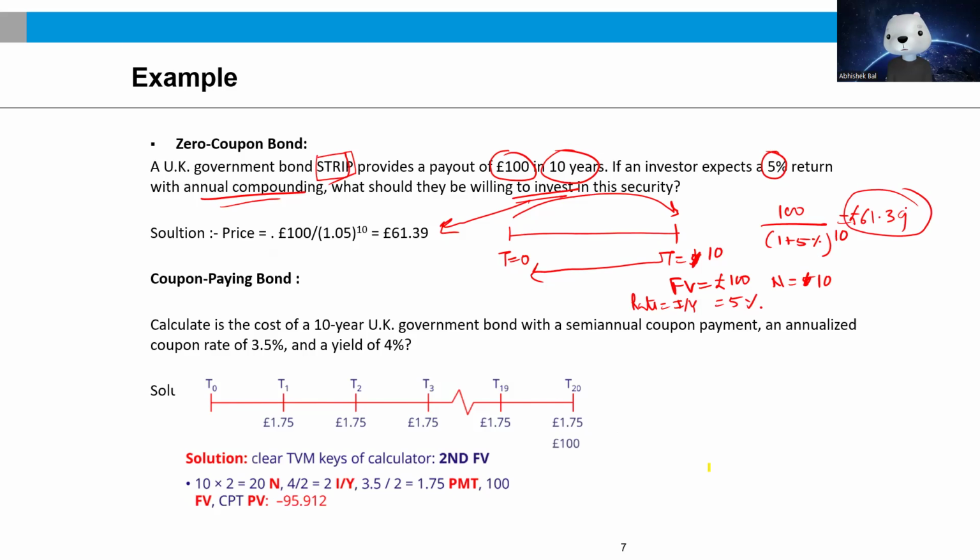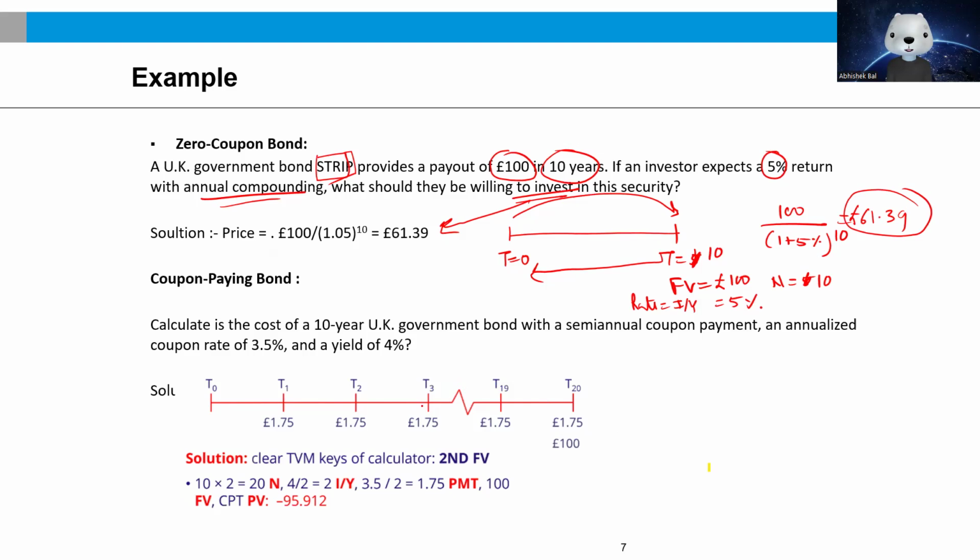In other words, if you're getting the security at less than 61.39 given the market condition, you would actually be better off, because you are buying a security which is trading cheaper than its fair value or its intrinsic value. Let's see how things do change.